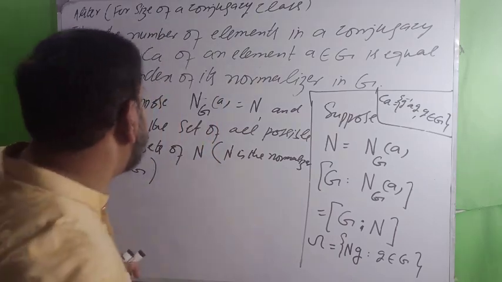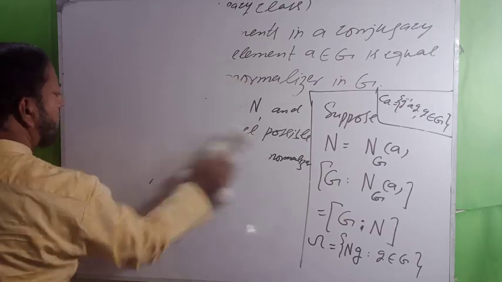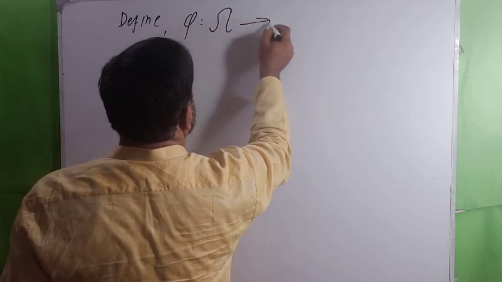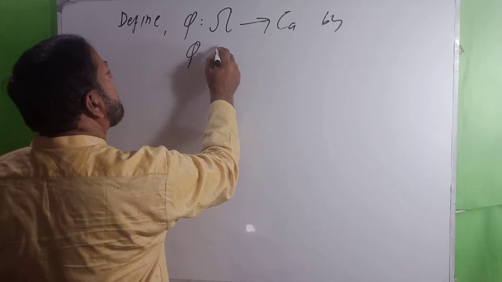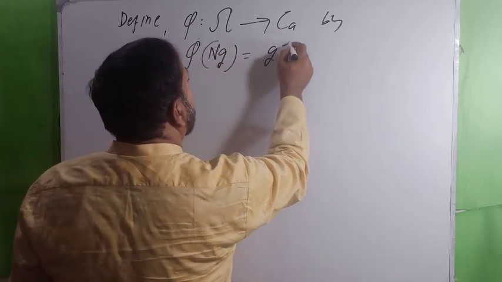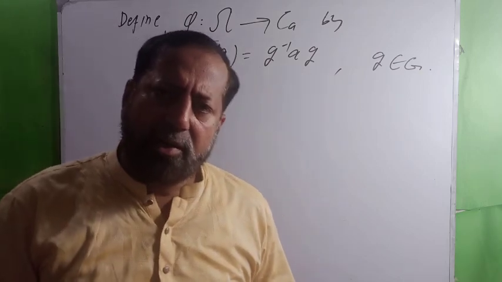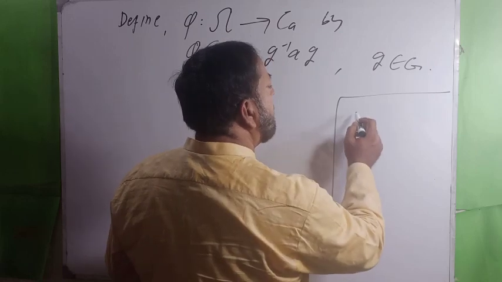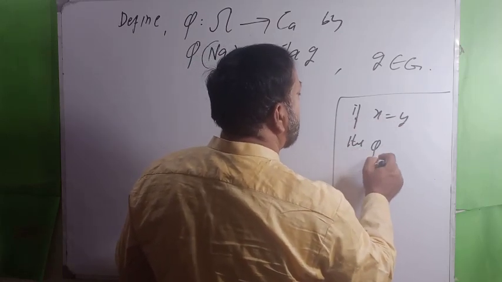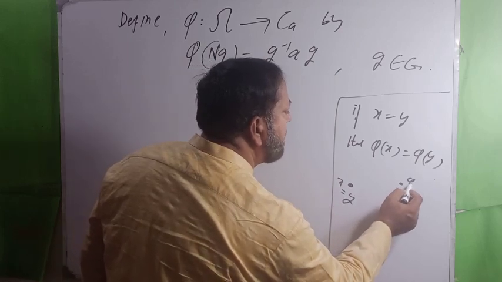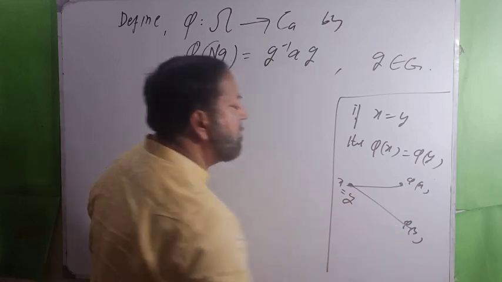Okay, now define a mapping. Define phi from omega to C_A by phi of the coset Ng equals G inverse A G. Of course, G belongs to G, there is no problem. Now, first of all, I need to show that it is well defined. For well defined, you know that if x is equal to y, then phi of x should be equal to phi of y, because if x and y are the same but phi x is here and phi y is there, it means that one element is mapped onto two. This is not a mapping.